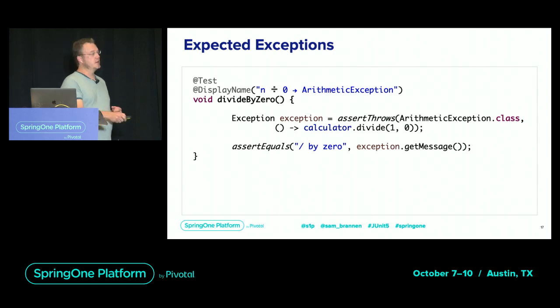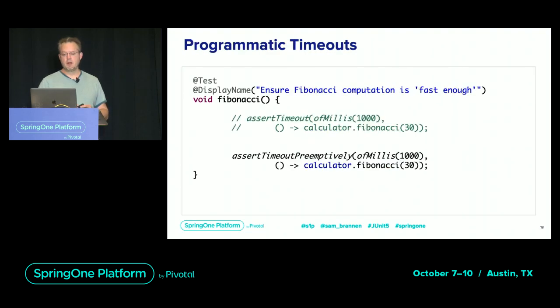We can get access to that by storing it here in an exception, and then assert equals on the message in the exception. Other frameworks have something similar; if you use AssertJ, there's also support like this for programmatic exception checking. We also have support for programmatic timeouts. One thing you'll notice in JUnit Jupiter is that the test annotation is just plain and simple. It doesn't have any attributes like expected or timeout, anything like that.